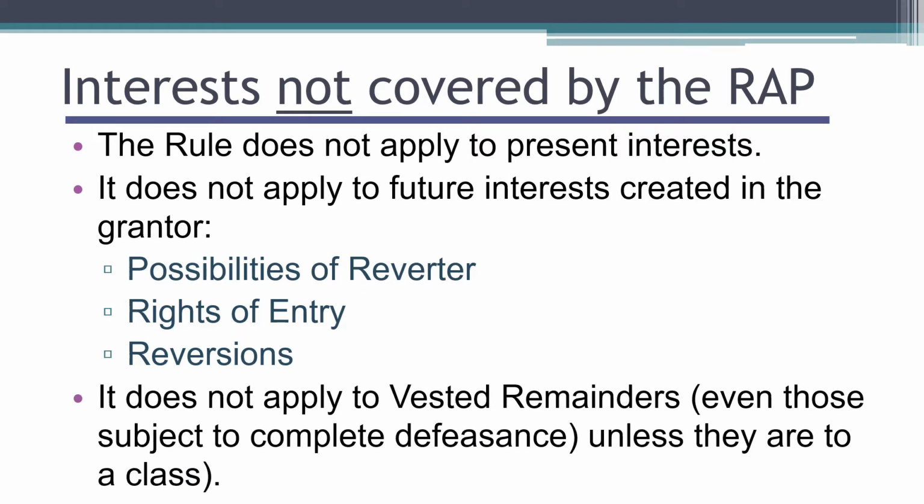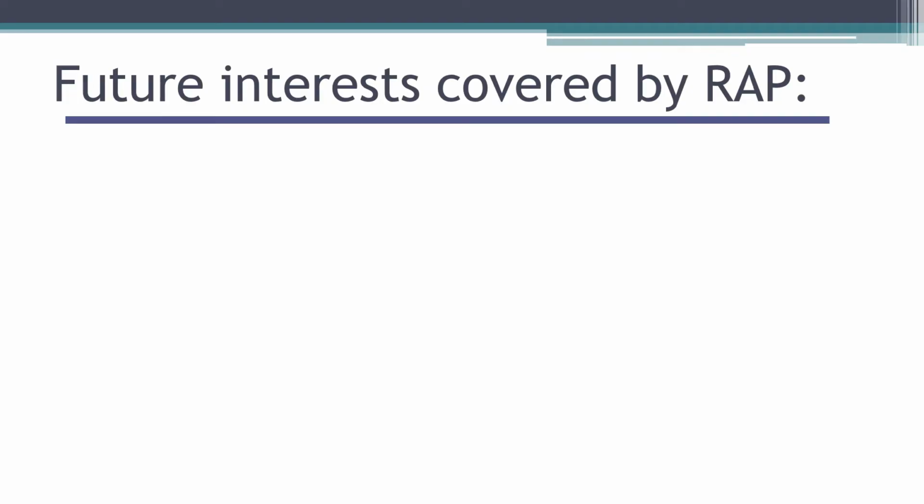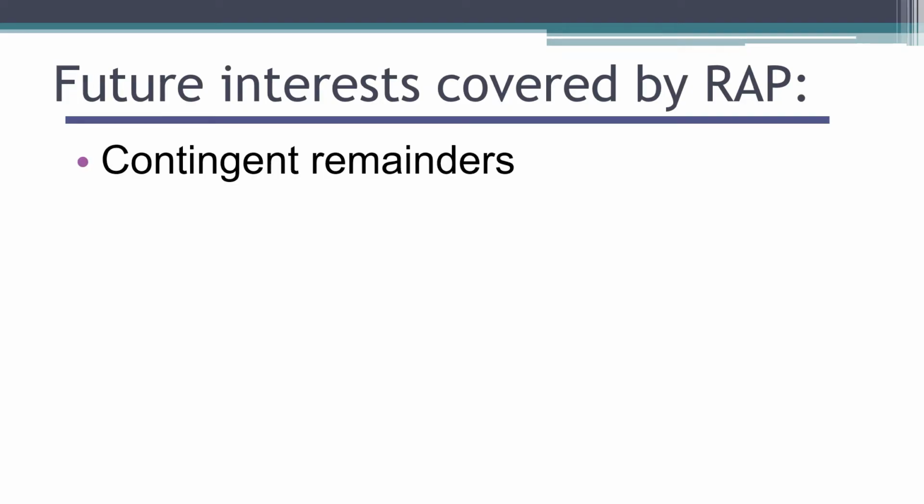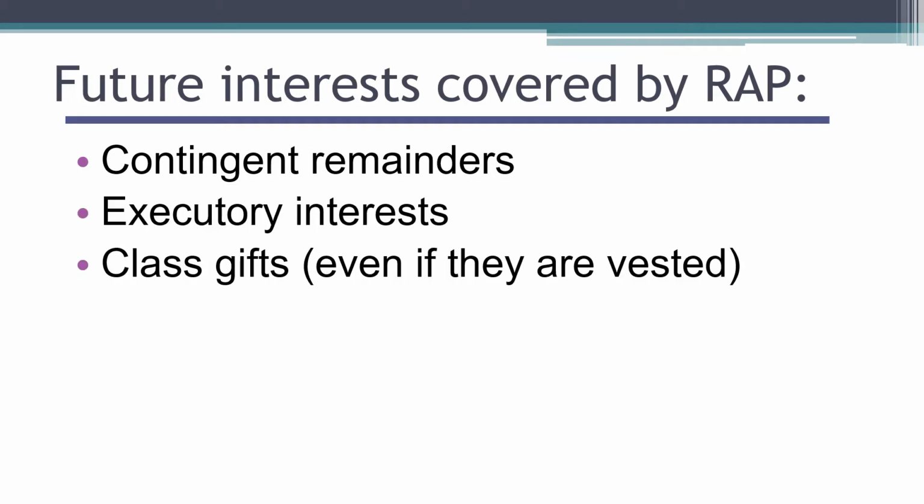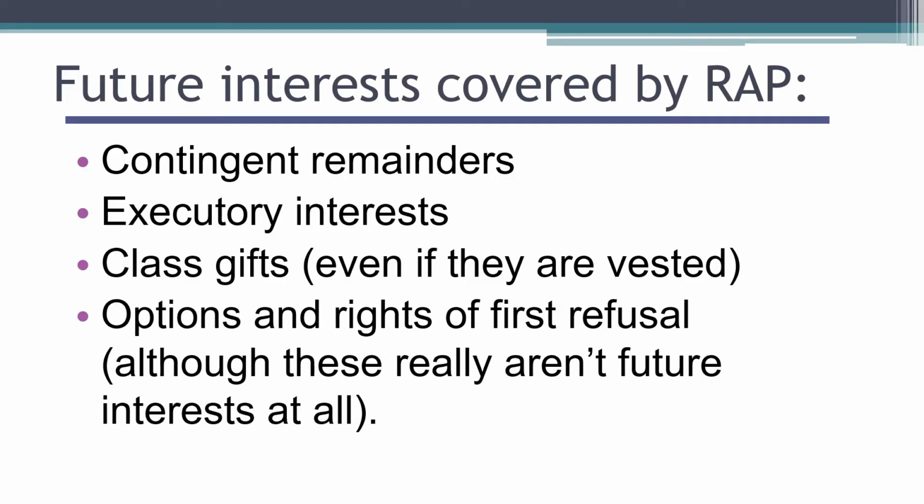In addition, the rule does not apply to vested remainders, even a vested remainder that's subject to complete defeasance, unless it is to a class, in other words, a class gift. So the future interests that are covered by the rule against perpetuities include what's left, namely contingent remainders, all executory interests, and class gifts, even if they are vested remainders to a class.